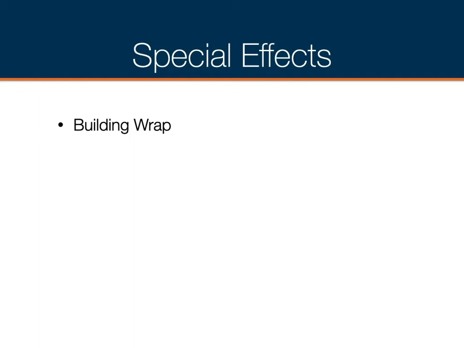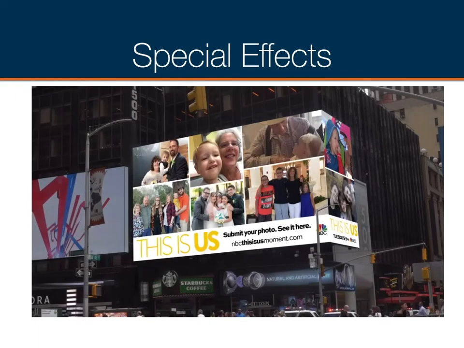Another kind of special effect is called the building wrap billboard, and that's what a building wrap looks like. It usually goes around two sides, or at least turns the corner. In this case, this one for NBC, people can upload their pictures, and so this is a digital billboard on a building wrap where these images can change and people can see themselves on the billboard.